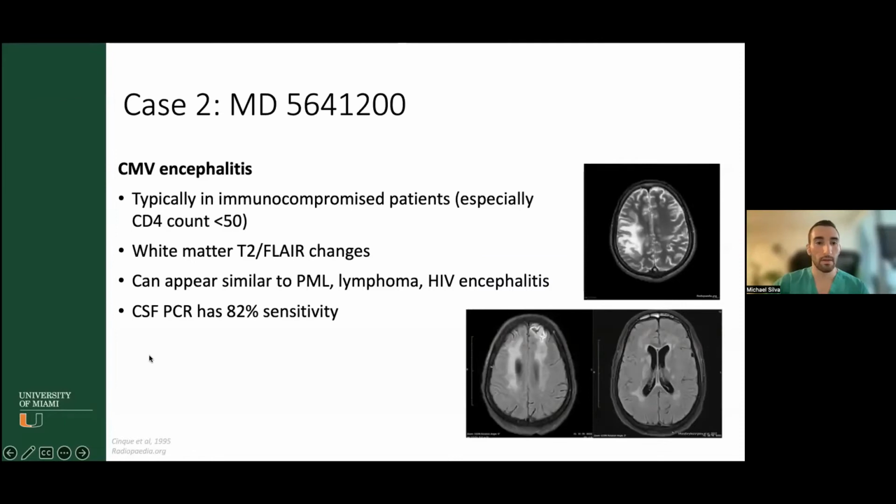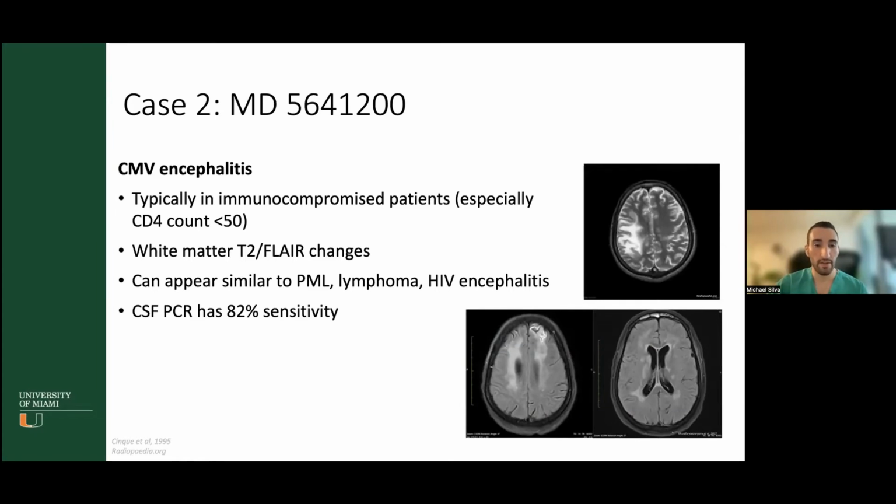So CMV encephalitis is the diagnosis in this case. Very common, most common in immunocompromised patients, especially with the CD4 count less than 50. This patient's CD4 count was, I think, 58. On imaging, common to have white matter FLAIR changes, as we saw in this patient, and radiographically can be similar to PML, lymphoma, or HIV encephalitis. So really, the lab testing is important for the diagnosis and the histology that we saw.